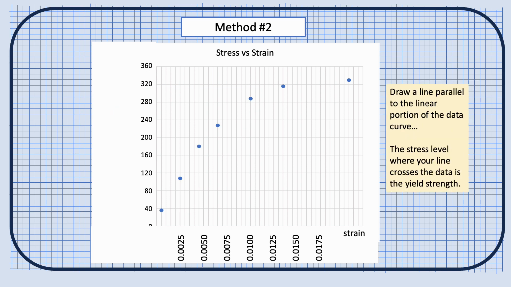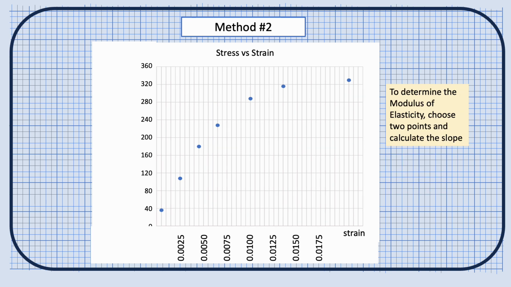And then to calculate the modulus of elasticity, here, I'm going to just choose 2 points in the linear region to calculate slope. So this point, I have a strain of 0.0005 and a stress of just under 40 megapascal.